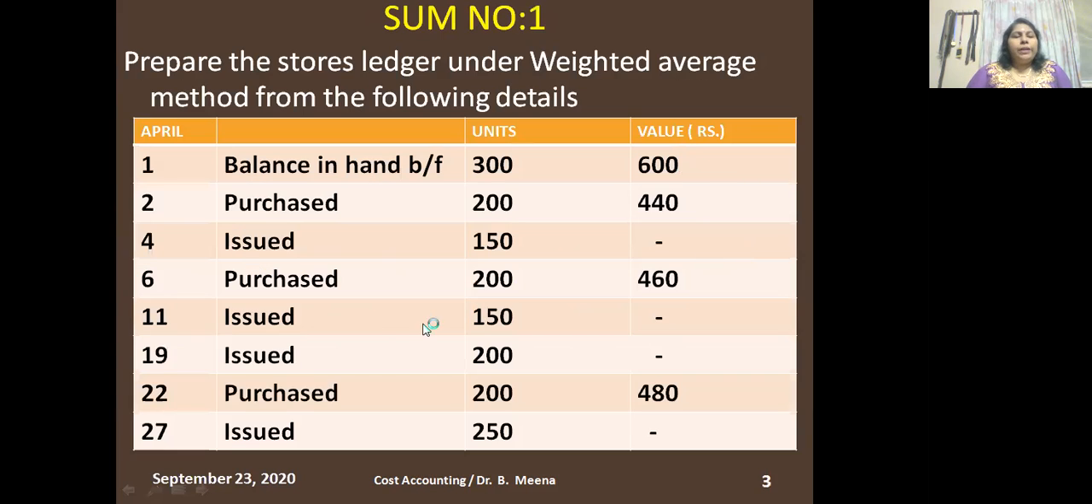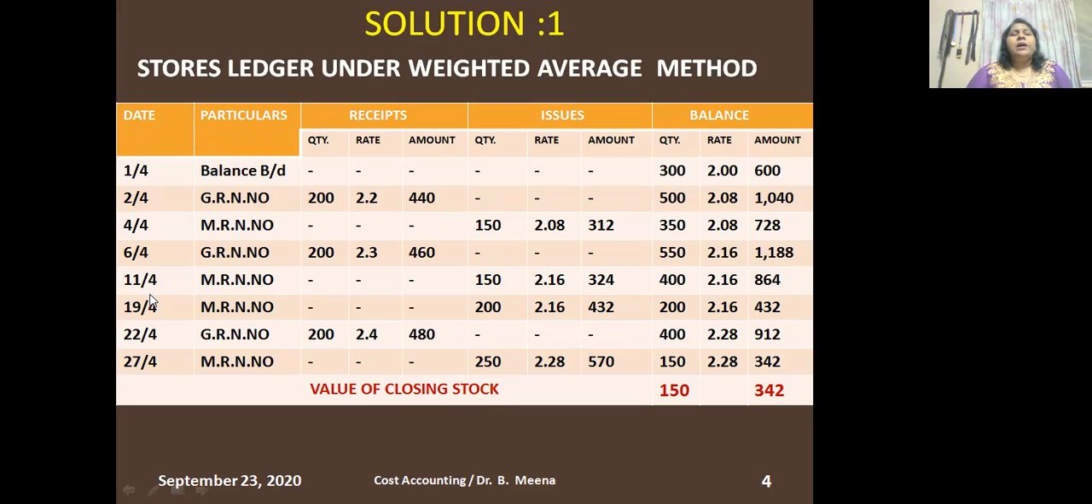Then I'll go to the next date as per the problem. 11/4, issued 150 units. Now check out the solution. 11th April, MRN number, that is material requisition note number. The receipts column will be nil because I'm going to issue only as a storekeeper, 150. What is the new rate? 2.16. That is what I need to apply for issuing the materials. So 150 into 2.16, I'll get the value as 324 that I issued. After this issue, in the usual way, I have to calculate the balance.